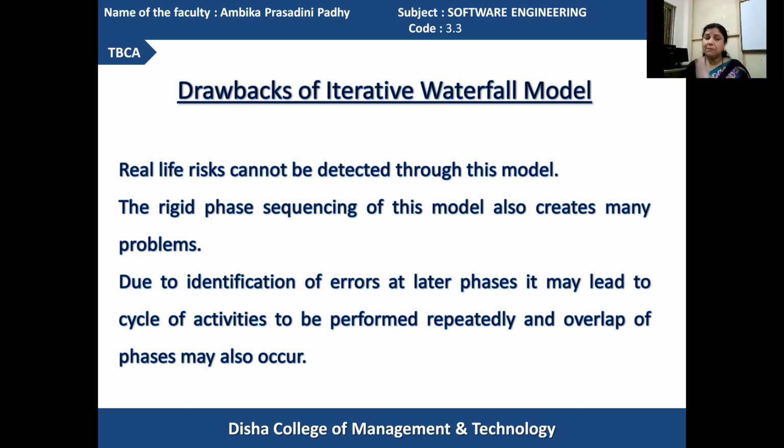The rigid phase sequencing of this model also creates many problems. The phase sequencing means that a phase will be executed only after the other phase. Suppose at the time of system coding, the system coders are busy with the coding. At the time, system testing has no work. The system testers have to wait till the coding is over. Only when the coding is over will the work of the testers start.